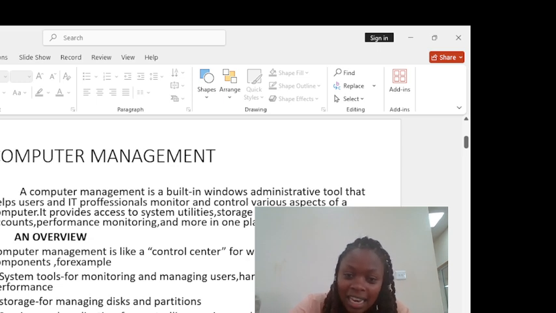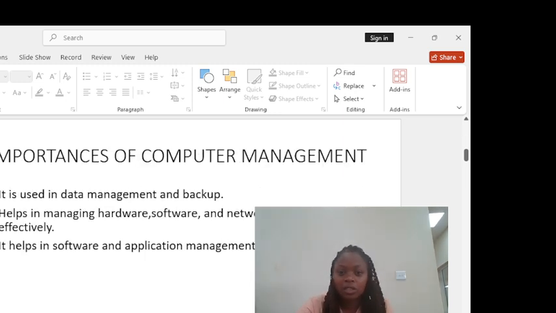Computer management is like a control center for Windows. It has three major components. The first component is system tools, for monitoring and managing users, hardware, and performance. The second component is storage, which is for managing disks and partitions. And the third component is services and applications, for controlling services and accessing system information.